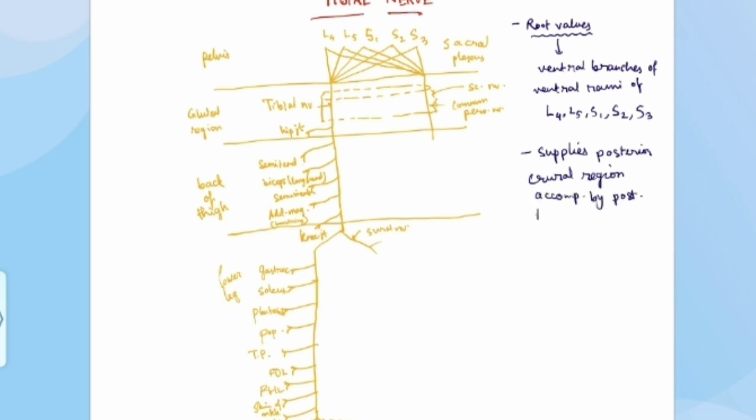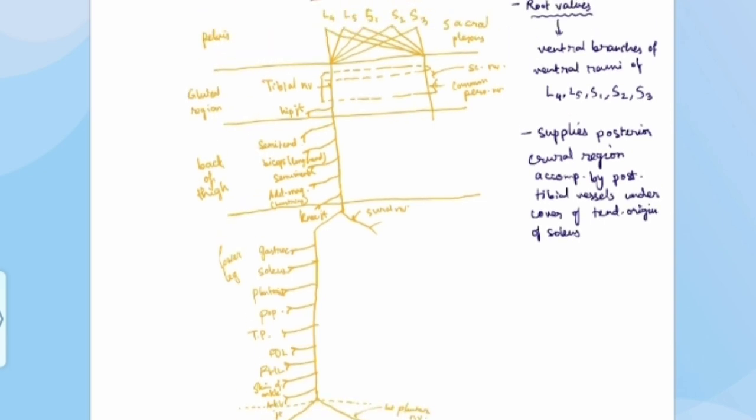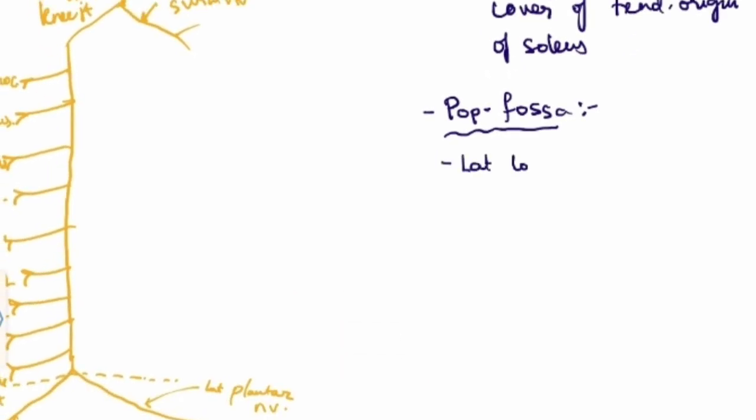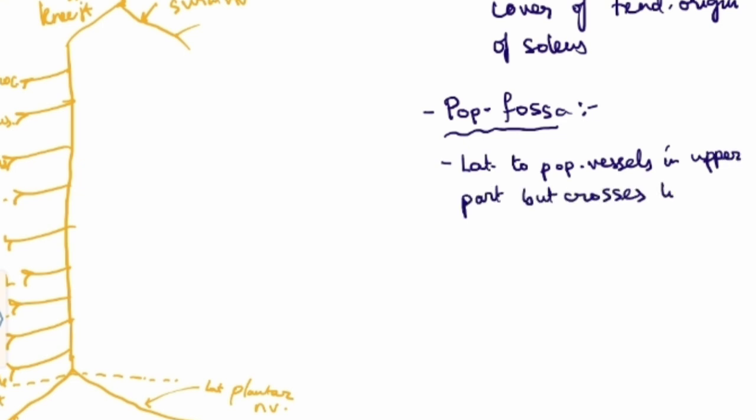It supplies the posterior crural region, accompanied by the posterior tibial vessels under cover of the tendinous origin of soleus. Its course mainly begins in the popliteal fossa, so we are going to go into the popliteal fossa to discuss it. It lies lateral to the popliteal vessels in the upper part, but crosses to the medial side of the vessels.